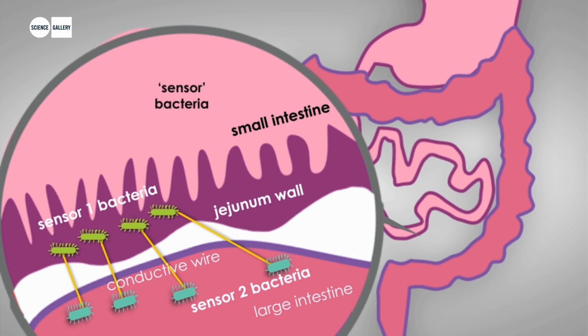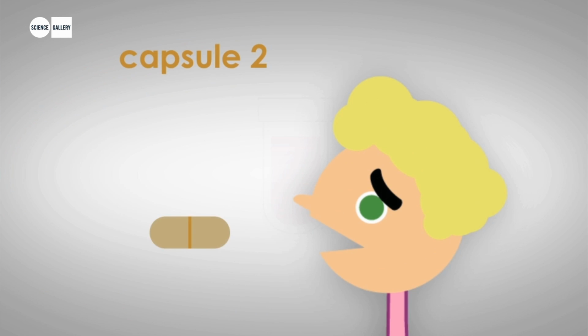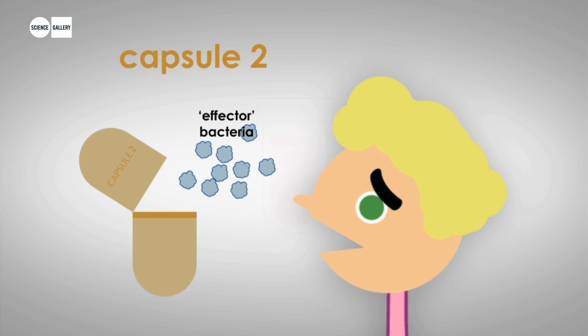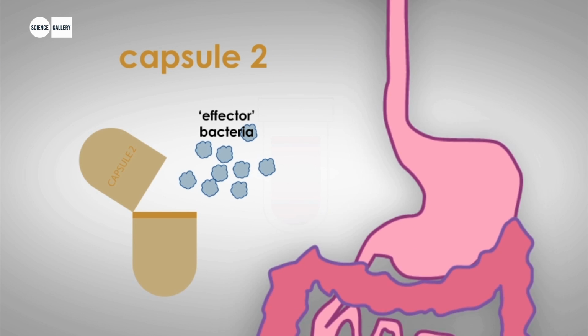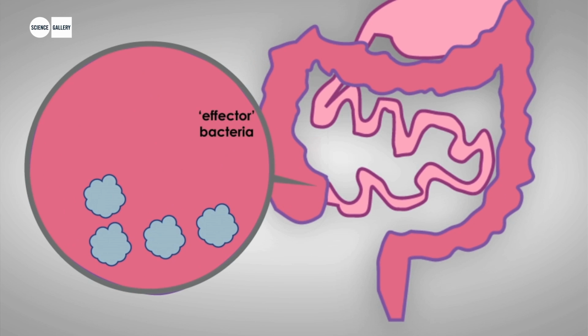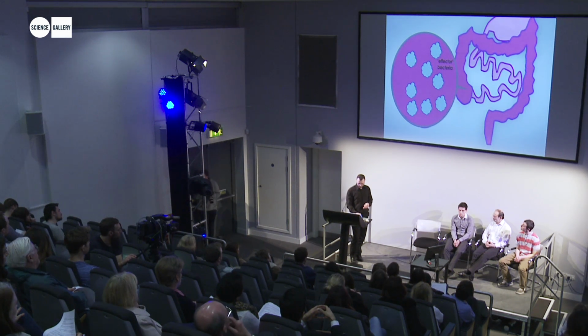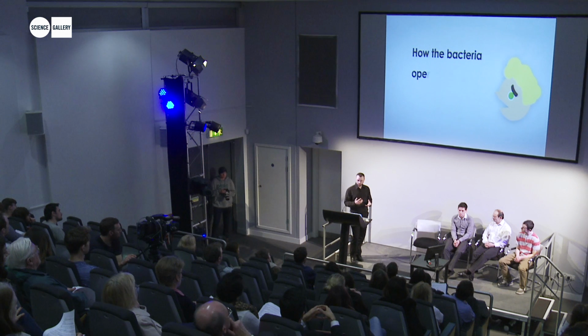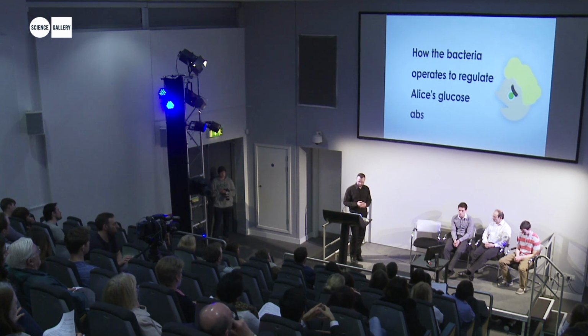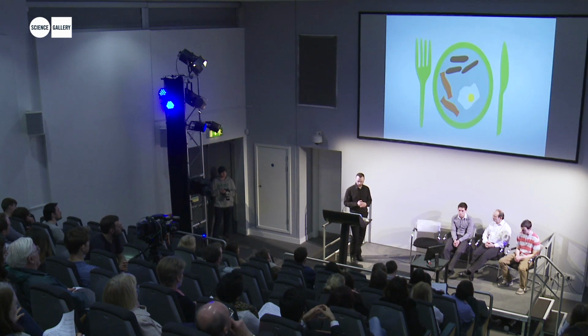Then they take a second capsule, which contains what we call effector bacteria, which are the ones who are going to actually work to treat the diabetes. These go to the large intestine, where they integrate themselves into the normal intestinal microbiota. So this is how the bacteria will regulate the glucose absorption.